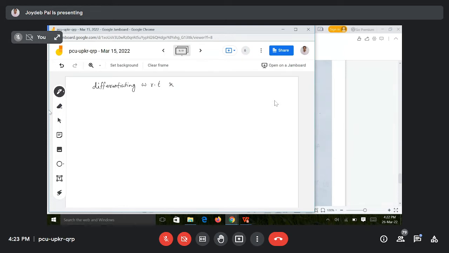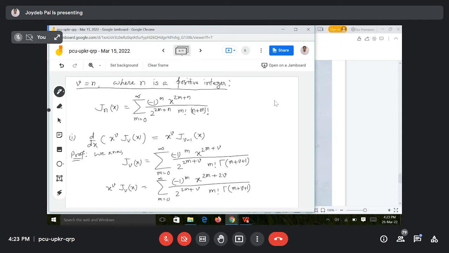So the left hand side will be d/dx of x to the power nu J nu(x), which is equal to... now I am differentiating the right hand side. So what will it be? Except x to the power 2m plus 2 nu, all other terms are constant. So only we will differentiate this x to the power 2m plus 2 nu.